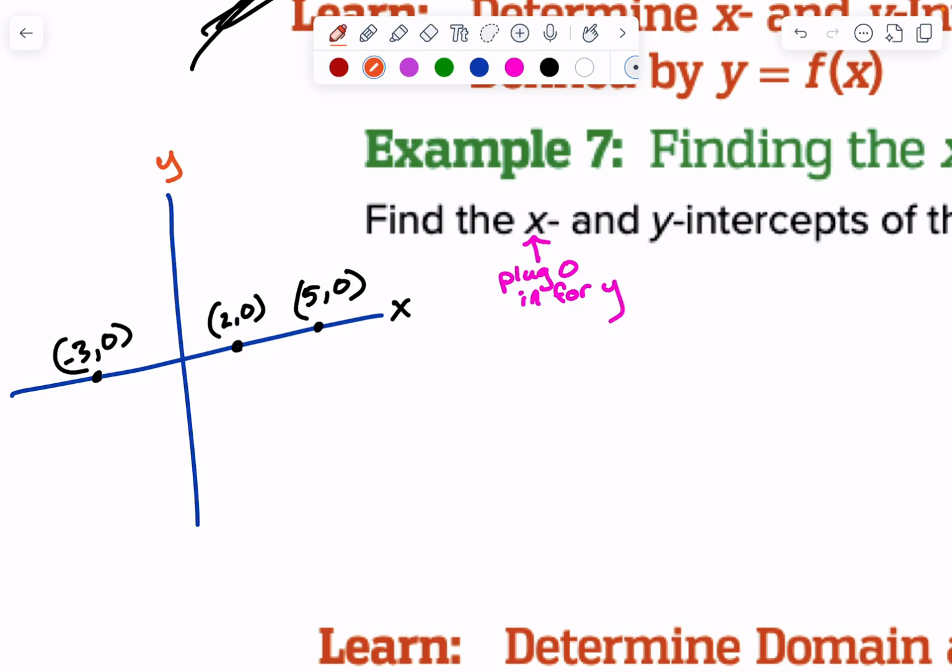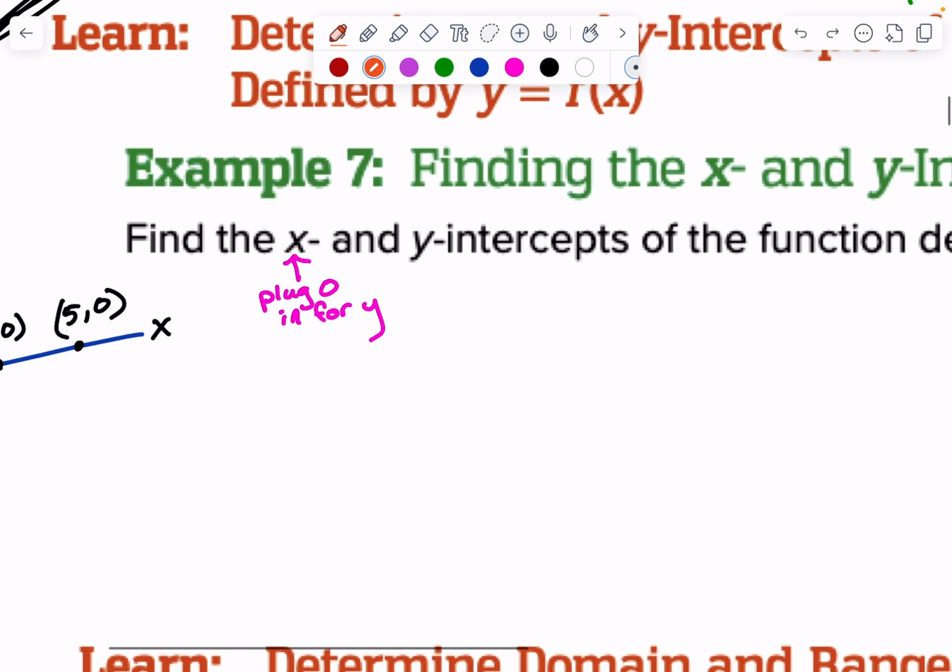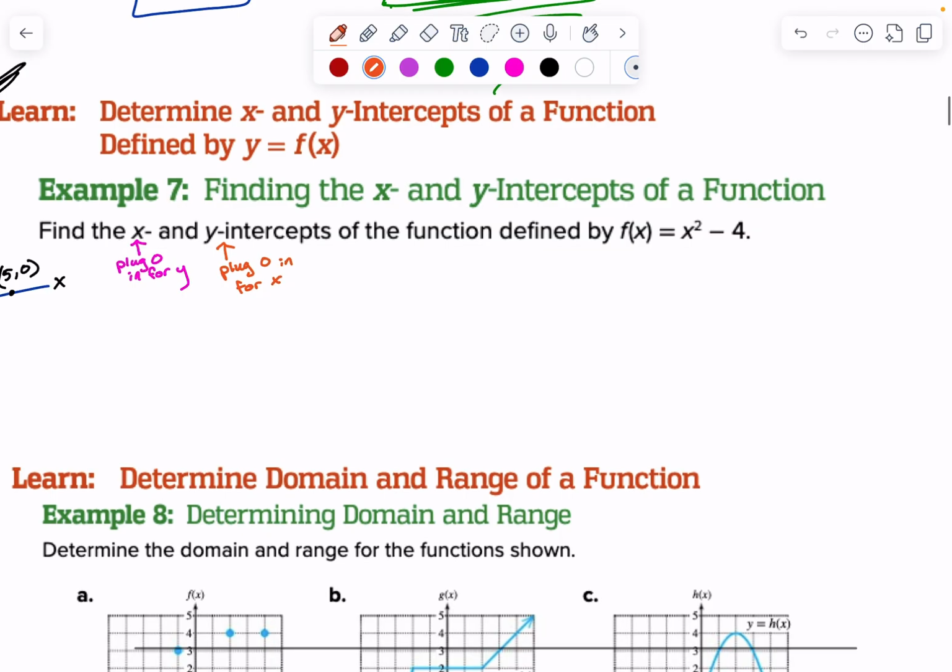This is the y-axis, and so let's say this is the point (0, 1). Let's say this is the point (0, 5). This is the point (0, -6). Those are all y-intercepts, and all of those have in common that the x-coordinate is 0, right? So if you're trying to find the y-intercepts, you're going to plug 0 in for x. So they want us to find the x and y intercepts of this function right here, okay?